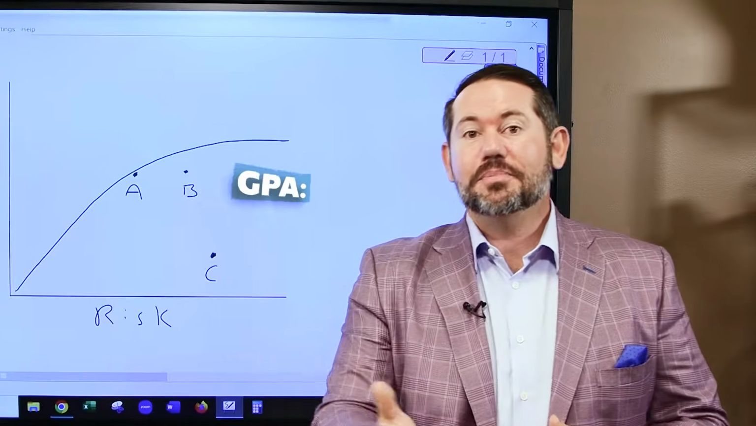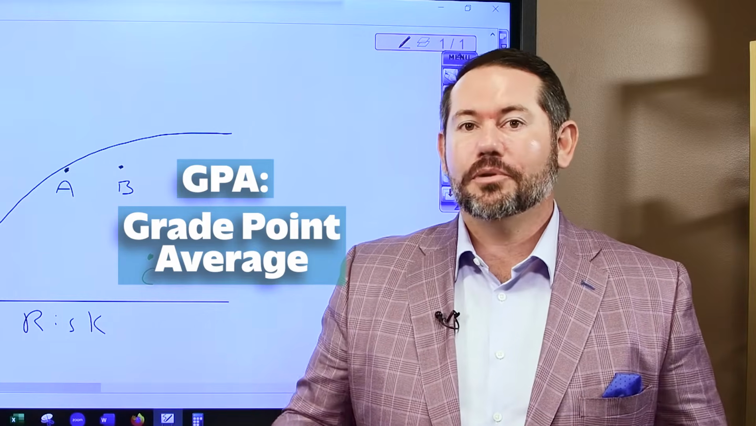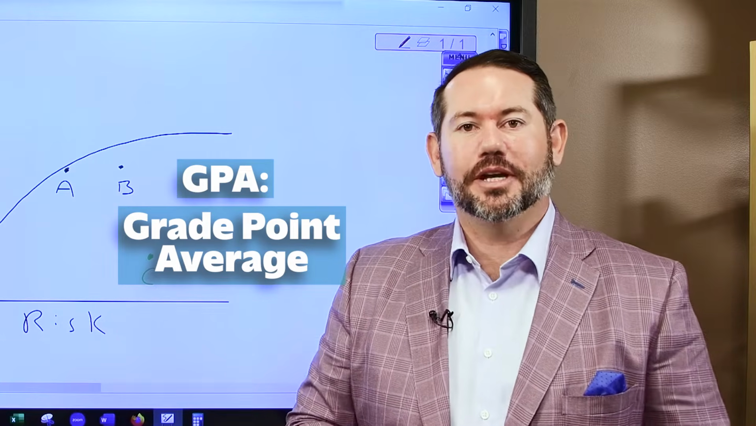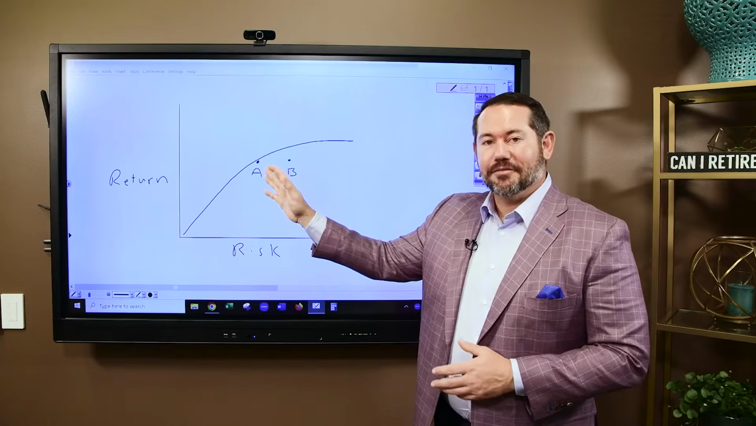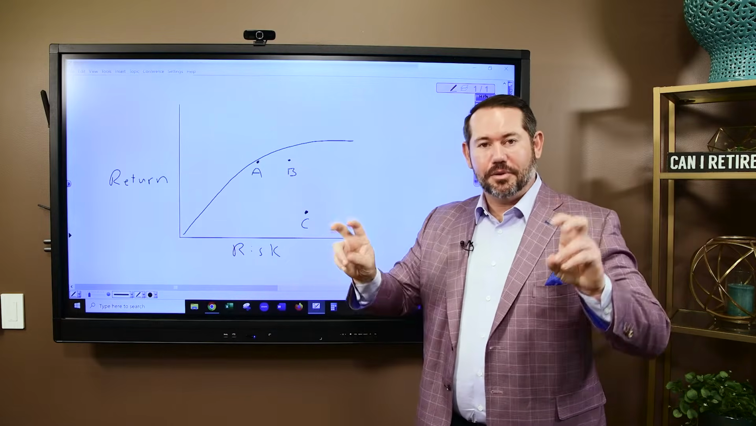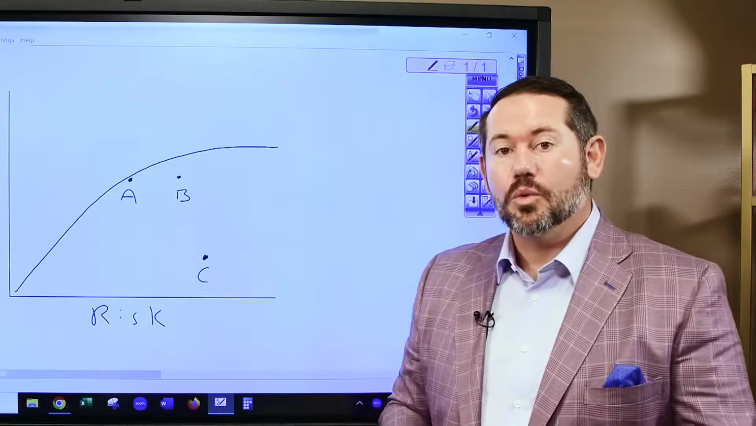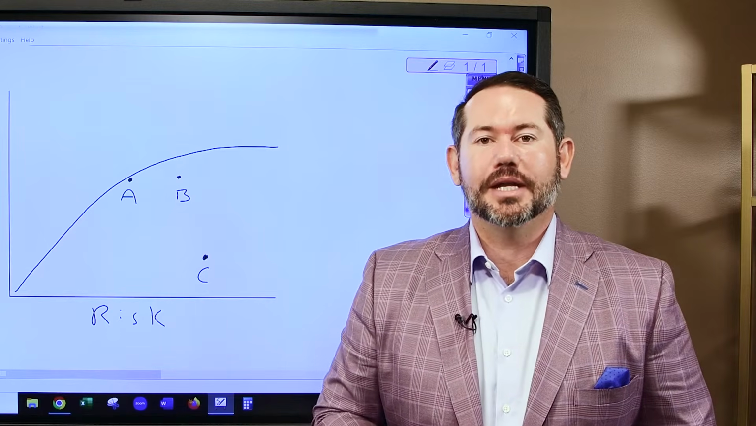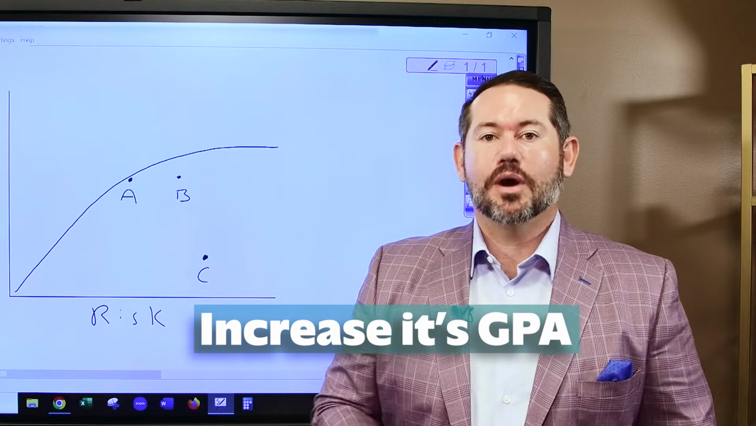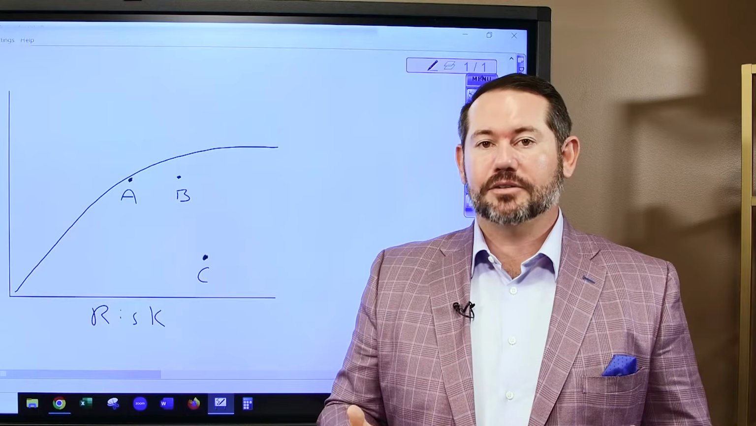I want to liken this to GPA, grade point average, because we're all pretty familiar with that, either from your schooling experience, or you have kids or grandkids. An A investment or set of investments, and I put A in air quotes here, that's the GPA. So what we want to do with your portfolio in retirement is increase its GPA. We want to reduce risk and increase expected return.